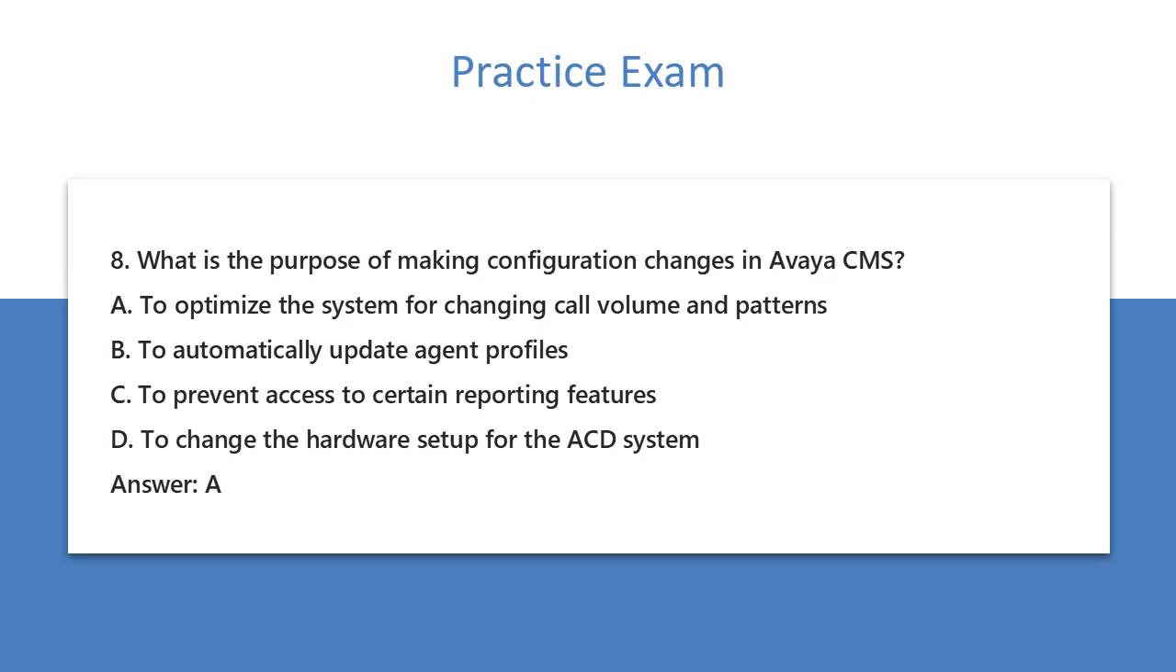8. What is the purpose of making configuration changes in Avaya CMS? A. To optimize the system for changing call volume and patterns. B. To automatically update agent profiles. C. To prevent access to certain reporting features. D. To change the hardware setup for the ACD system. Answer: A.